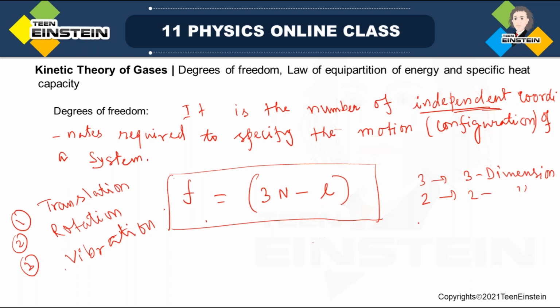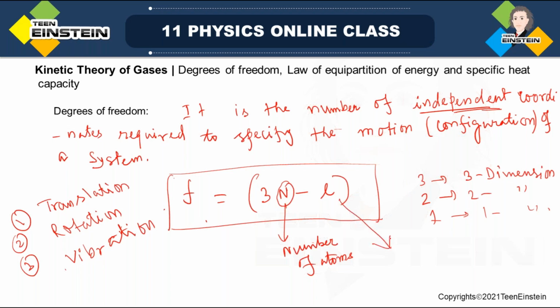So in general, we are considering motion in 3 dimensions, or motion in space. So motion in space has to be specified by at least 3 coordinates. Now what is this N? N is the number of atoms or particles of the object. Number of atoms in this case. Suppose there are 2 atoms, then you have to write 2. If there are 3 atoms, you have to write 3.